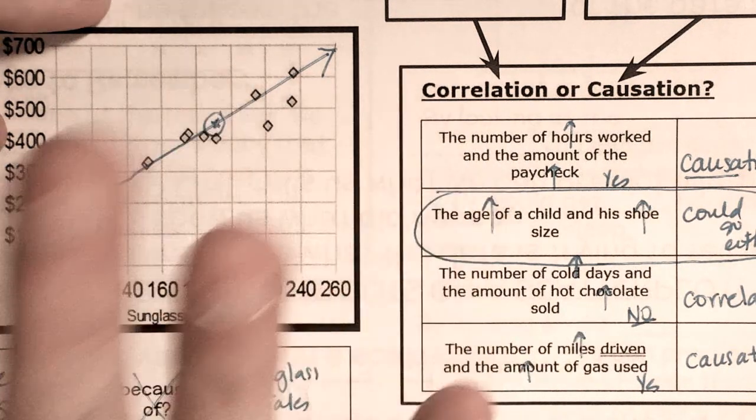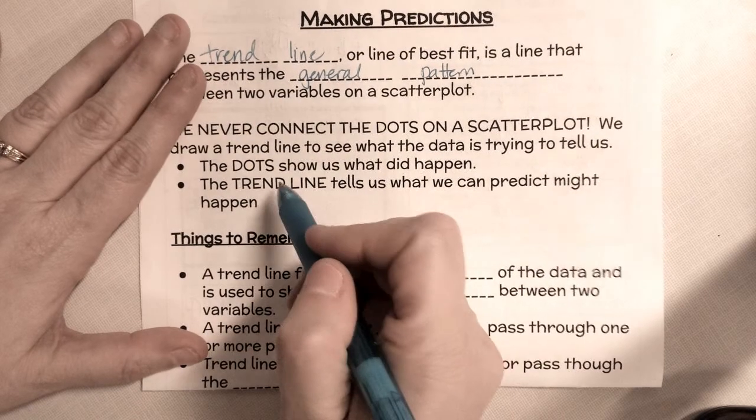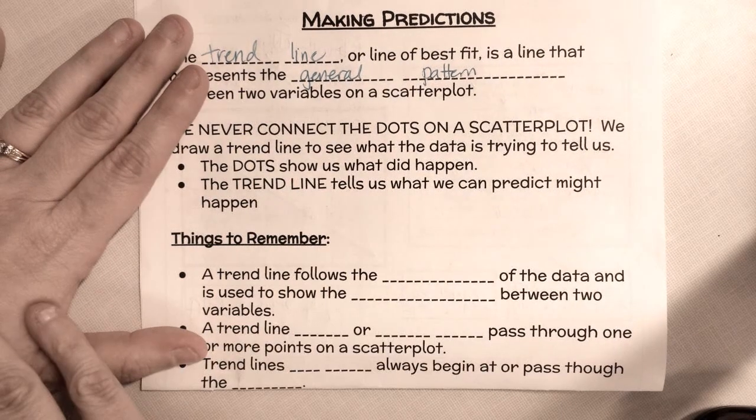Because prediction is what will happen. The dots are what did happen. I don't want to know what did happen. I want to know what's going to happen. I want to be able to make a prediction about what will happen. Okay? So we always look at the line. The line is what we use to make a prediction.